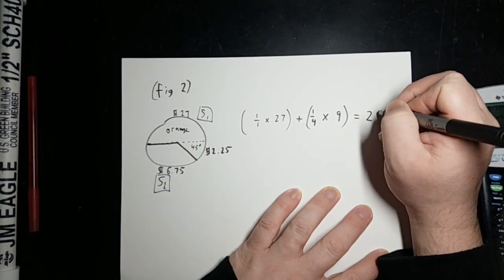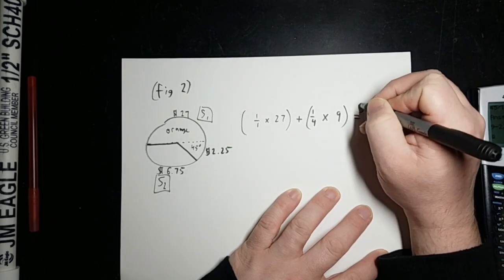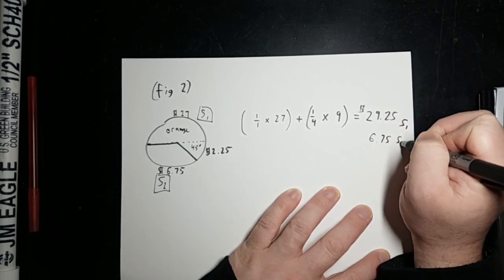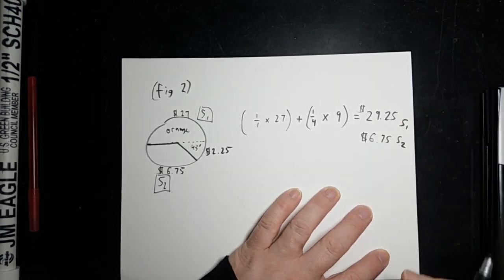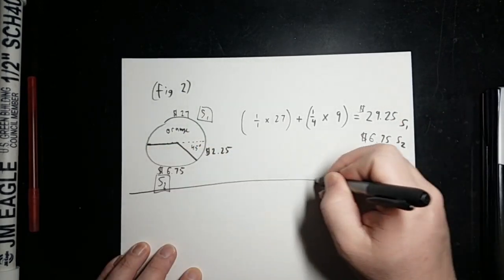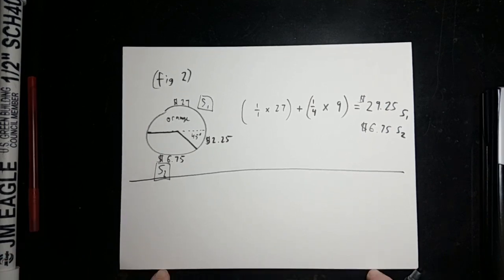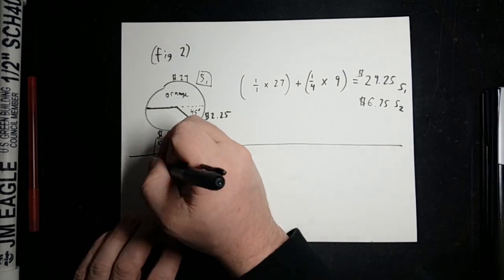Slice 1 he values at $29.25. Clearly, this is slice 2, by the way. Clearly, Jeff did not make that slice for figure 2. Why not? Let's look at figure 3.